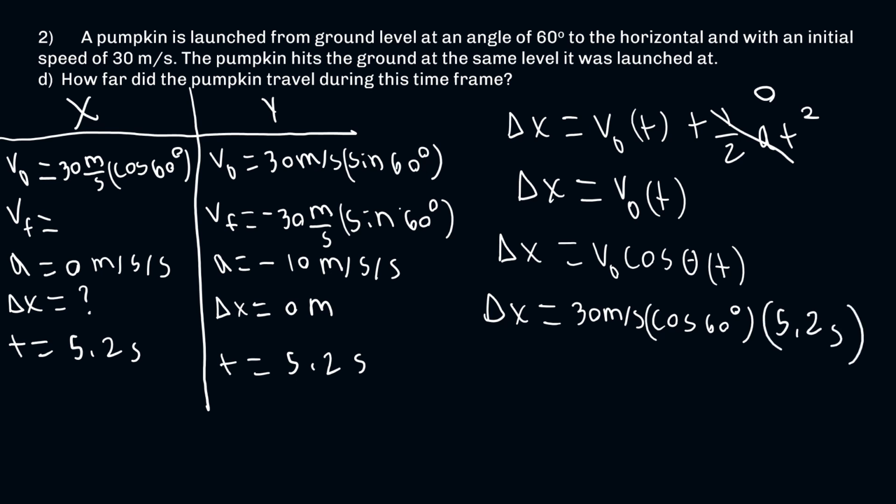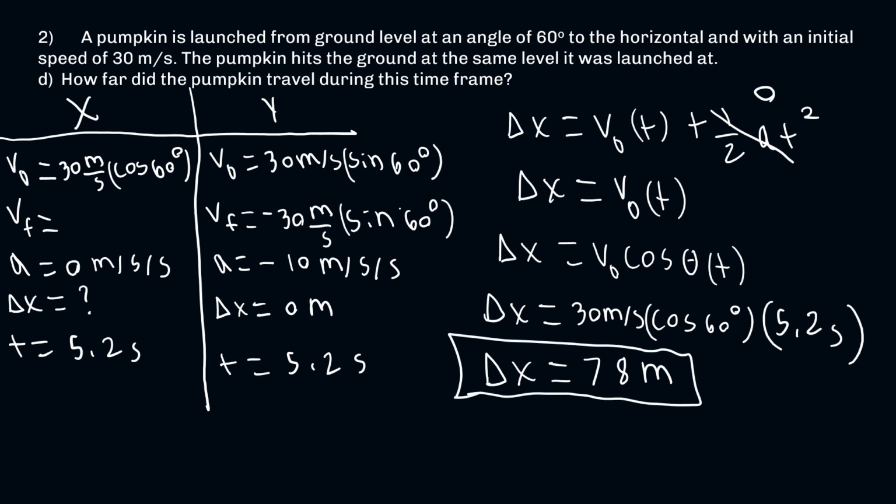We are then just going to plug this all into our calculator and end up with our final answer here. So 30 cosine 60 is going to be 15. That is times 5.2, and that will give us 78 meters. So our horizontal distance there is going to be 78 meters.